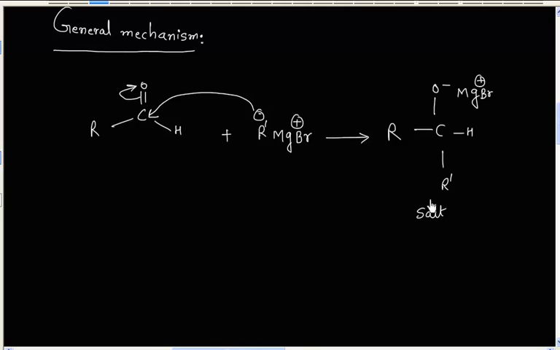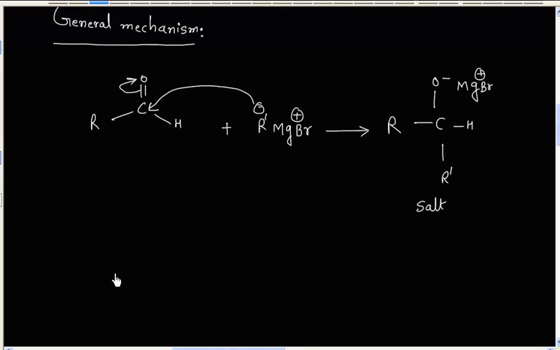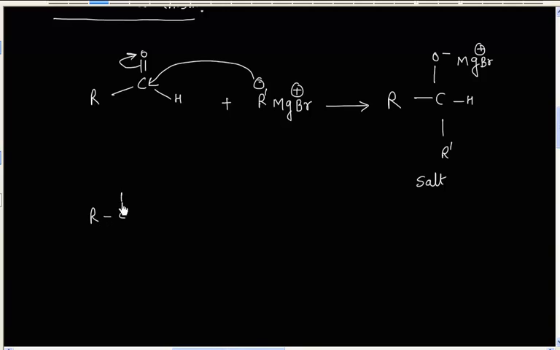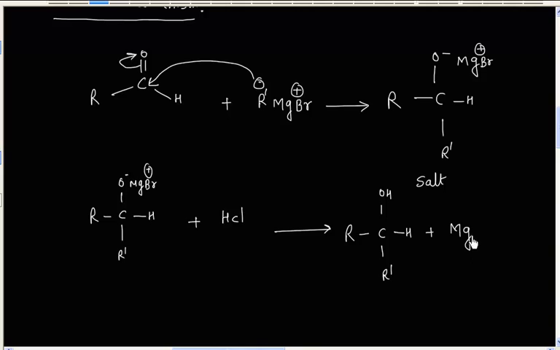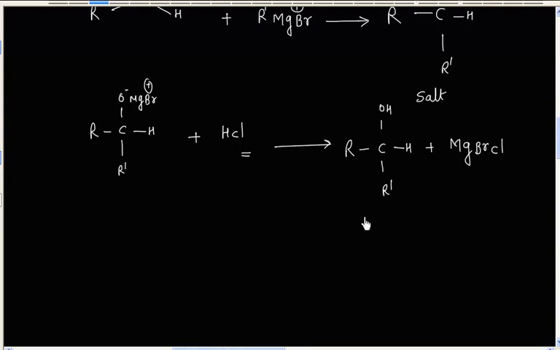Now in the next step, if I acidify this salt, we'll get an alcohol. If I acidify this salt, let us say with HCl, another inorganic product we will have is MgBr with the Cl minus that is free from HCl, so MgBrCl. So you see we are getting a secondary alcohol, that is a 2-degree alcohol.